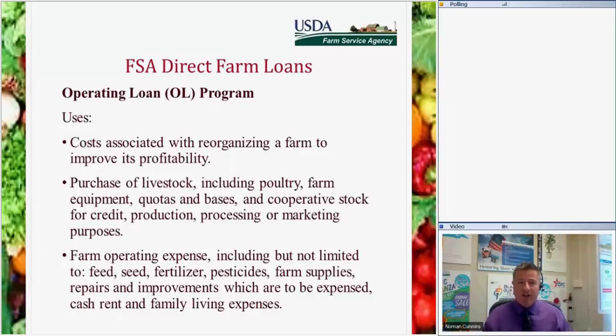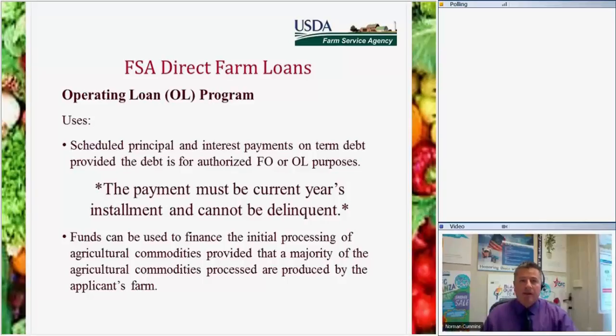A standard use on our annual loans is to buy the feed, the seed, the fertilizer, pesticides, any of the farm supplies to get you started for that year. That's what a lot of our borrowers do, is get that loan from us beginning here. It can also be used for cash rent and family living expenses, but that's something you'll want to talk to the loan officer about. Basically, if something happened and you want to make your next principal and interest payment, you can use it, but it must be current. It can't be delinquent. It has to be within that current year.